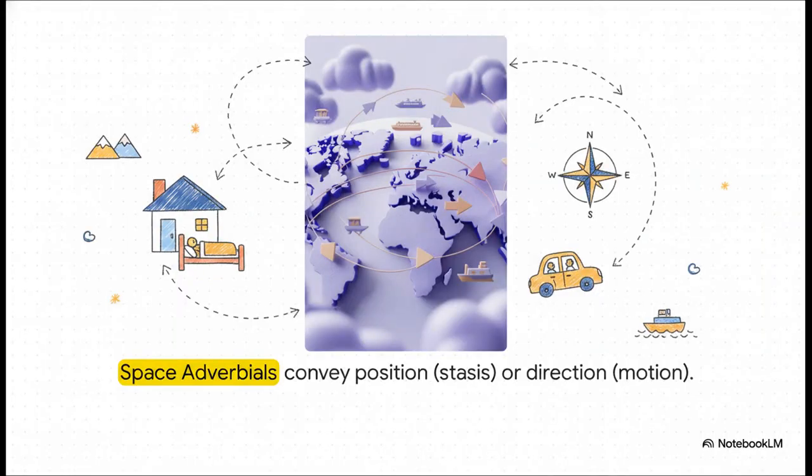So, we know how they function syntactically, but what about the actual tangible meaning these adverbs inject into our sentences? Let's look at space adverbials. These convey absolute, fundamental physical info, and they do it by drawing a hard line between stasis and motion. For position, or stasis, we might say something like, "He lay on his bed." But for direction, indicating actual motion across space, we'd say, "They drove southwards." It literally maps the action onto the physical world.